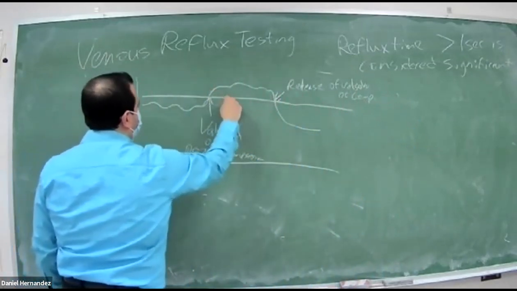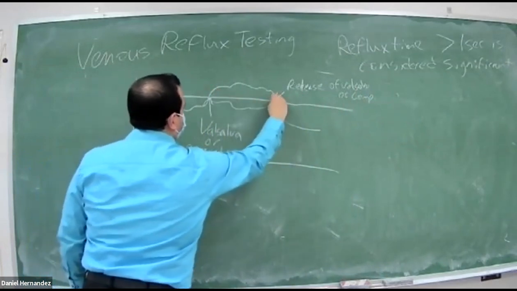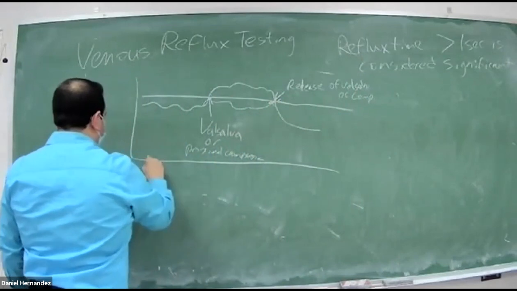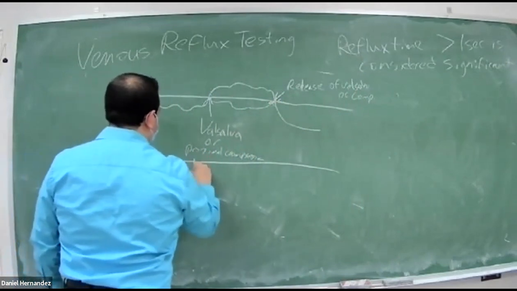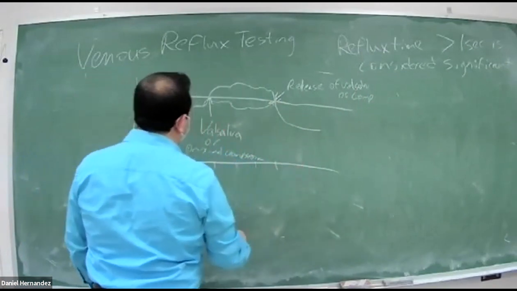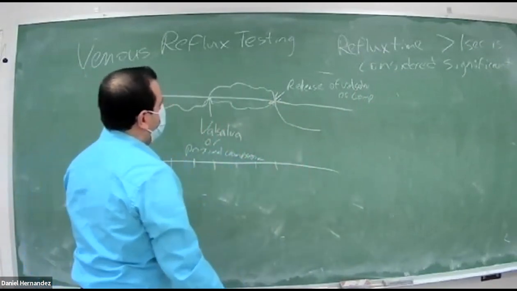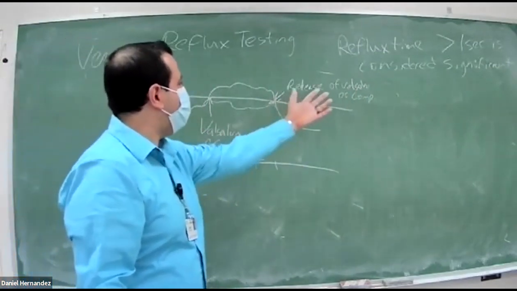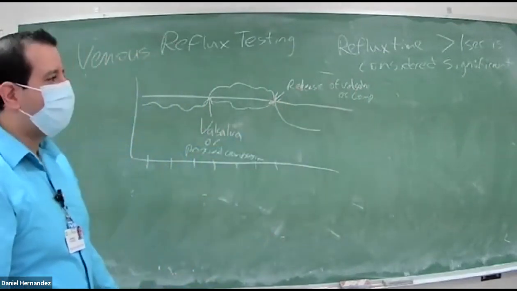So what we're looking at is the amount of time that there was venous reflux. And this is going to be our time markers here across the bottom. So you'll be able to count how many seconds that was. So if you're getting 2-3 seconds, you don't have to have them keep Valsalving. You already know it's severe reflux.